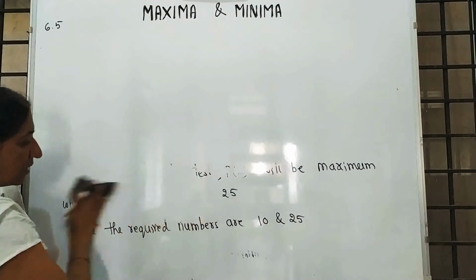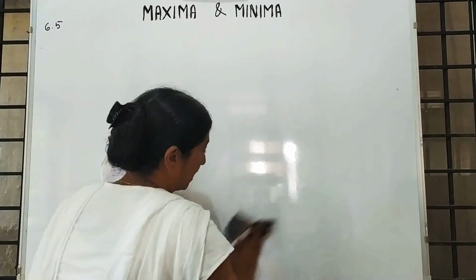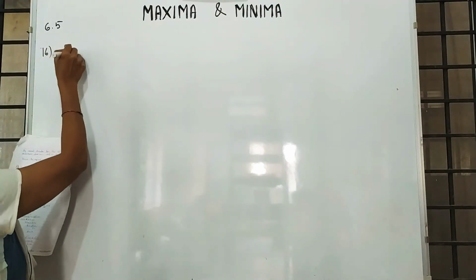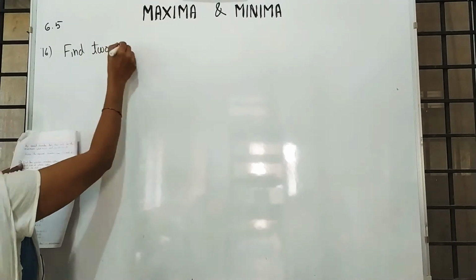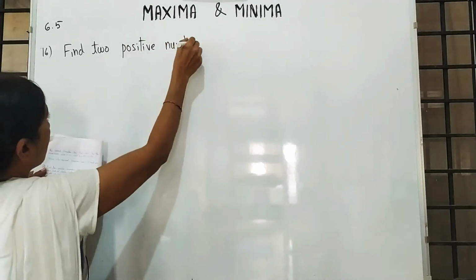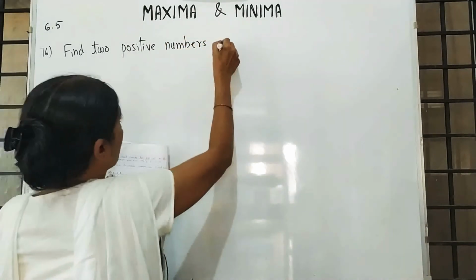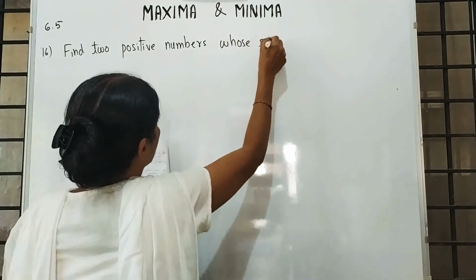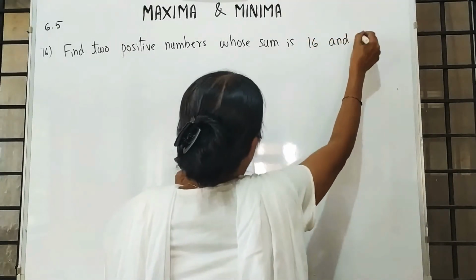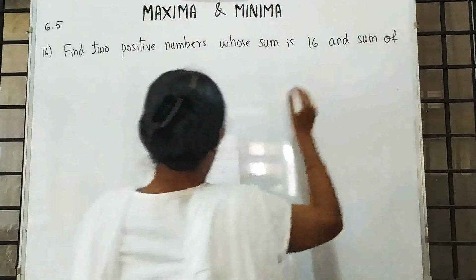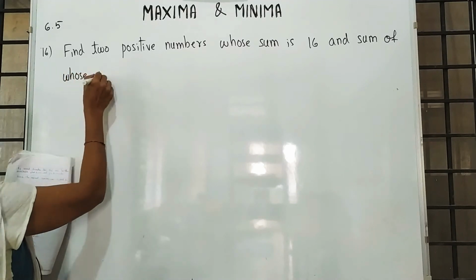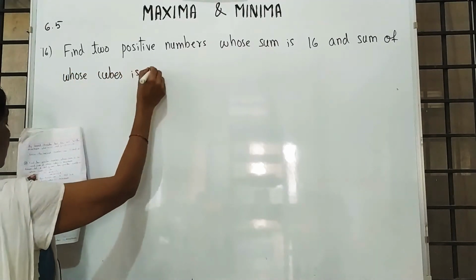See, all the sums are very simple, only if you know the concept correctly. Question number 16. Find two positive numbers whose sum is 16 and the sum of whose cubes is minimum.